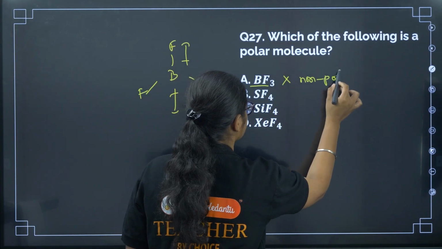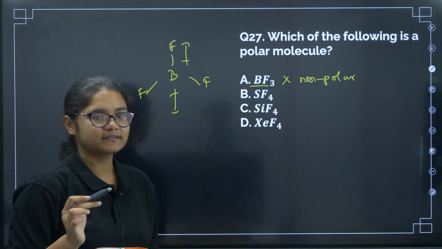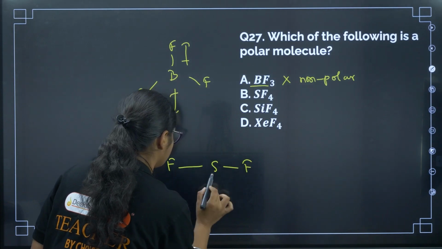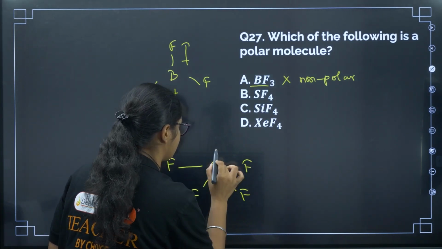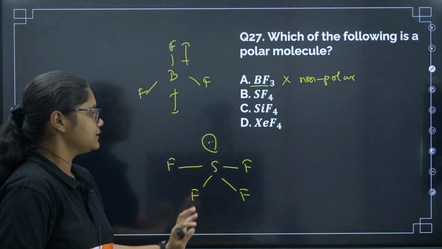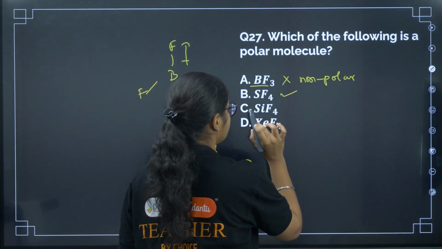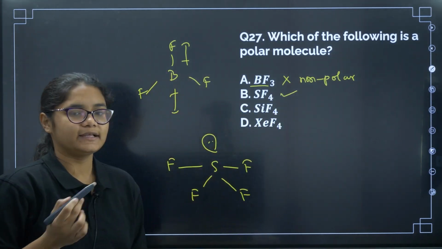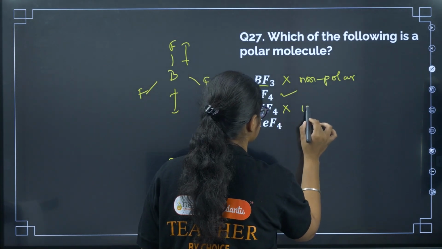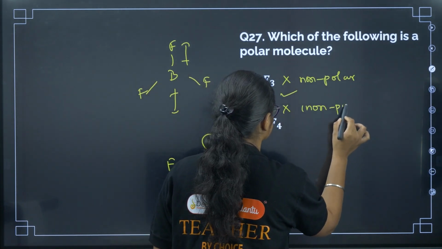Okay. Now if you see SF4 has a seesaw geometry. The structure is like this. We have here 4 fluorines and we have a lone pair here. The dipole moments do not get cancelled here. So this can be a polar molecule. So let us check the other options. SiF4 is tetrahedral. So that is why this will also get cancelled. So this is also non-polar.